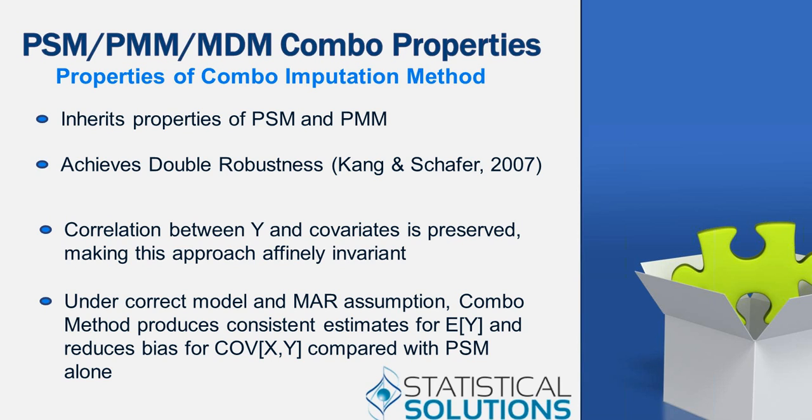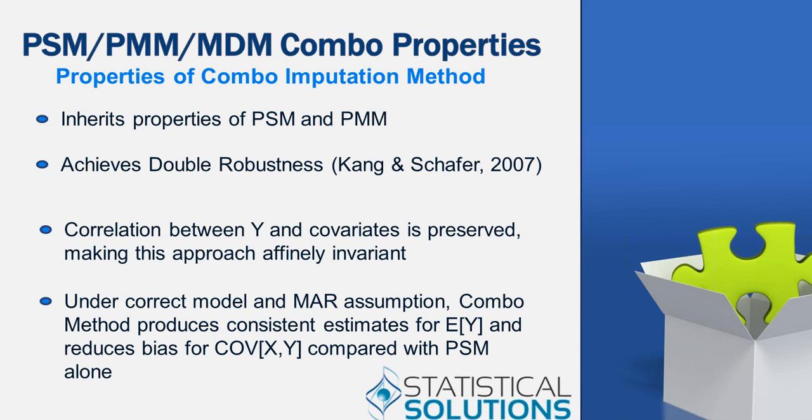The correlation between the outcome variable y and its covariates is preserved, making this approach affine invariant. And finally, under the current model and missing at random assumption, the combination method produces consistent estimates for the expected value of the outcome variable y and reduces the bias for the covariance between the x covariates and the y outcome variable, especially when compared to the predictive or the propensity score matching methods below.